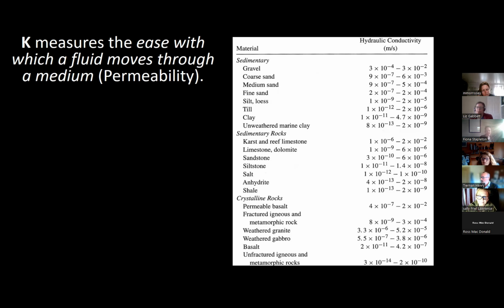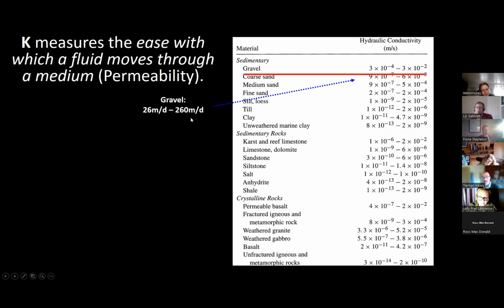So one of the things I always do is I try and convert them into something that makes a bit more sense to me. So if I look at gravel, all these values up here, I've just moved them from meters per second to meters per day. And essentially what this tells us is, if I have water moving through gravel, on average, it'll move at somewhere between 26 to 260 meters per day. That's the speed on average water will move through gravel. That's the top of the conductivity range for water in the ground.